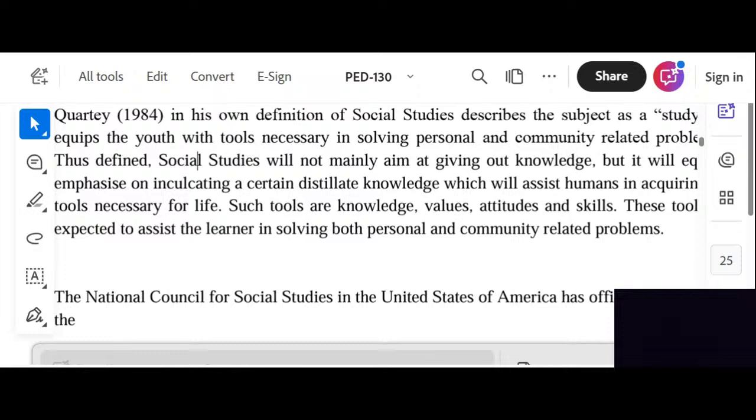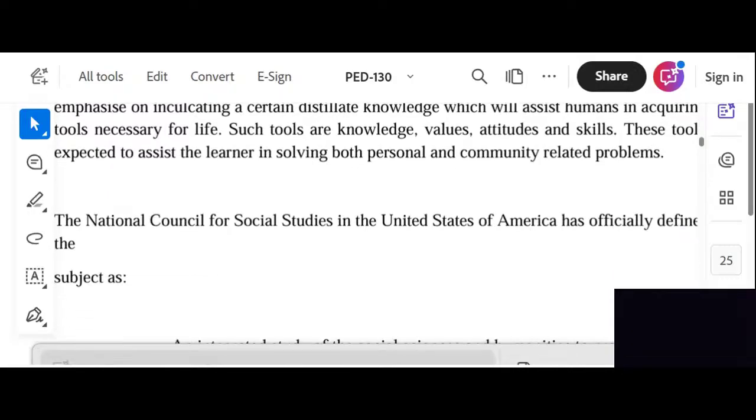So social tools are knowledge, values, attitudes, and skills. These tools are expected to assist the learner in solving both personal and community related problems. When you have good attitude, you'll be able to relate well with people of your community, and your skills will help you to solve personal problems. The values you have will make you relevant in the community, and the knowledge you have will help you both personally and in the community relationship. That is why those tools are needed to equip the youth in solving both personal and community related problems.